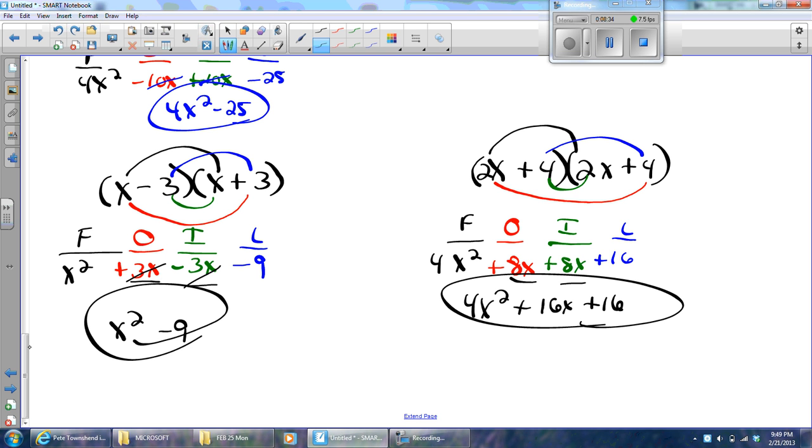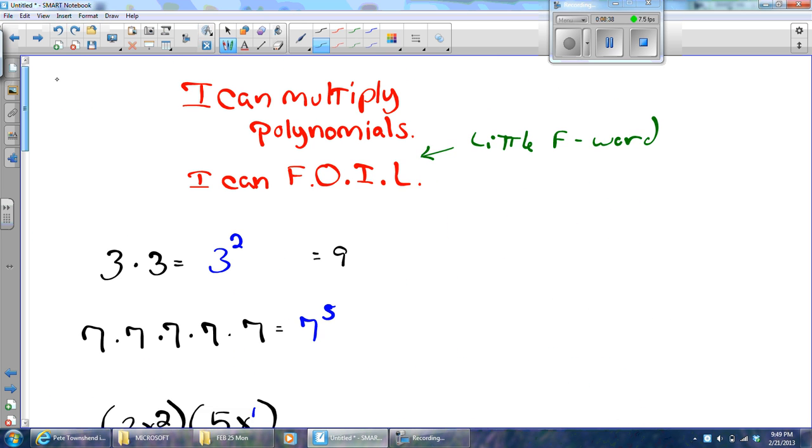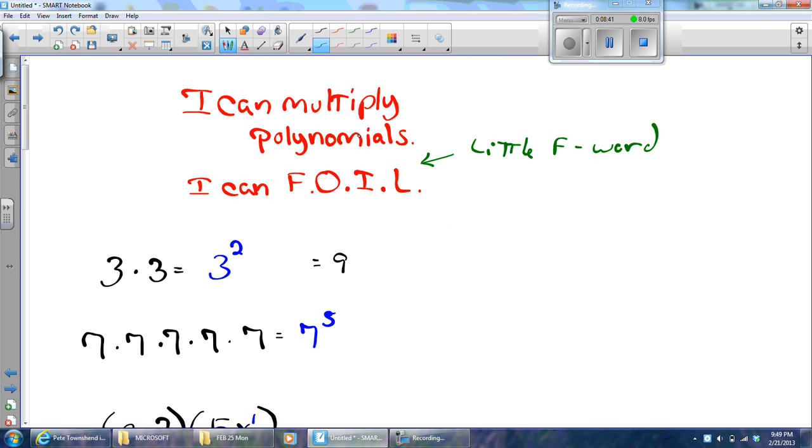We're going to get some practice in class with this. You learn to multiply polynomials, and then you learn to FOIL, a little F word.